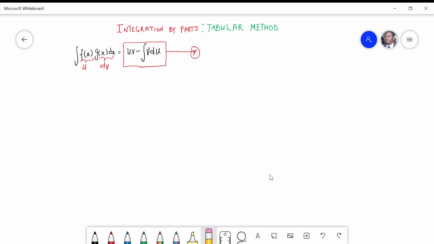In our previous video, we learned how to identify our u and the v in integration by parts using the LIATE order, that is logarithm, algebraic, exponential, and trigonometry.